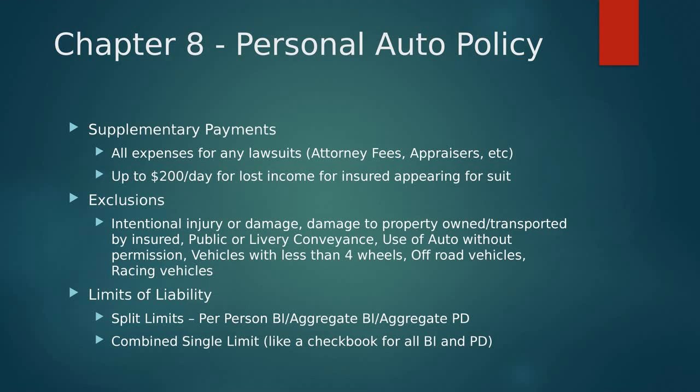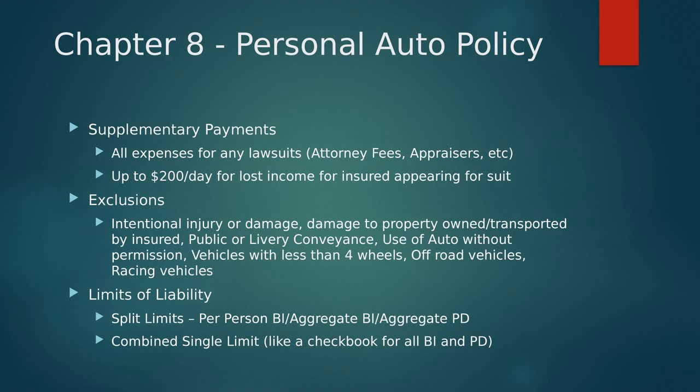Now, there are different limits of liability types that you can use on a personal auto policy. The first one is called a split limit, and the second one is called a combined single limit. The split limit has the first number in thousands of dollars, and it's the per person bodily injury limit, meaning that no single person can be paid more than that amount on a single accident event. Then the second number is the aggregate bodily injury coverage amount, and all people can be paid on the individual amounts until the aggregate has been exhausted.